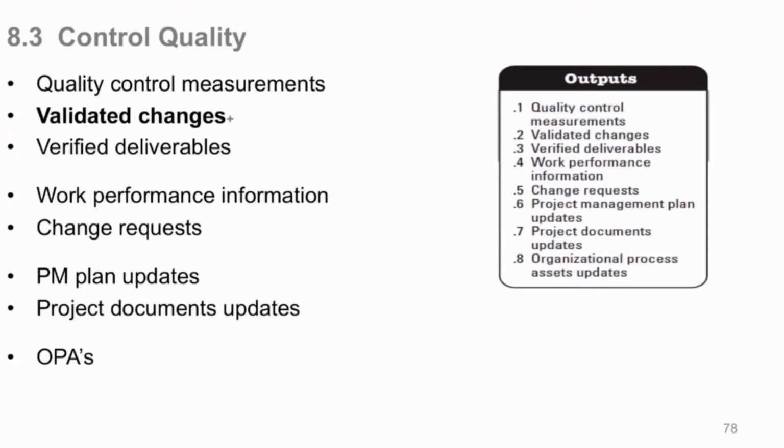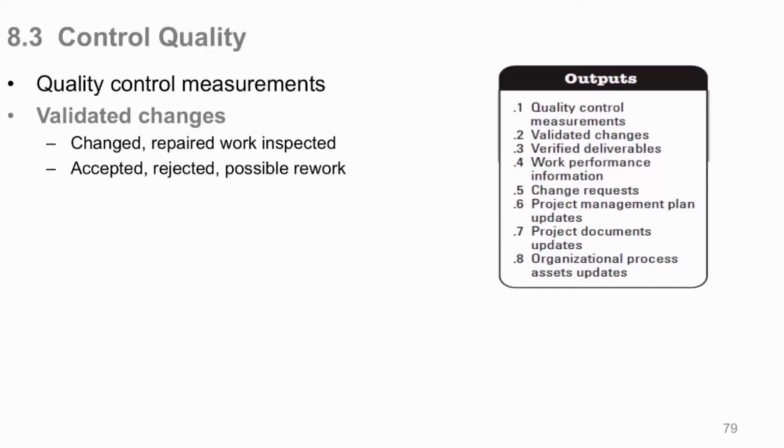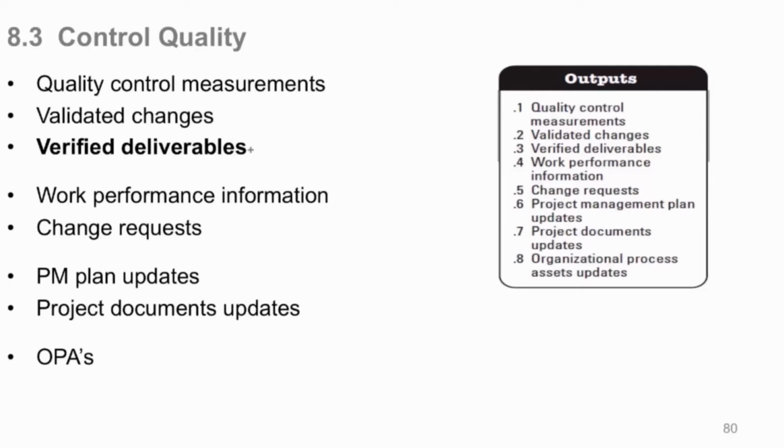Validated changes come in here. These are changes that were verified. You got to watch out with these words. I mean, I'm just speaking normal language now when I say verified. But these are changes that were confirmed to be incorporated in the work. Changed, repaired work was inspected. It was accepted if the change is good. It's called validated. Or it was rejected if it was too late or wasn't done right. And possible rework if it wasn't done at all, for example, or done wrong. So validated changes is an output.